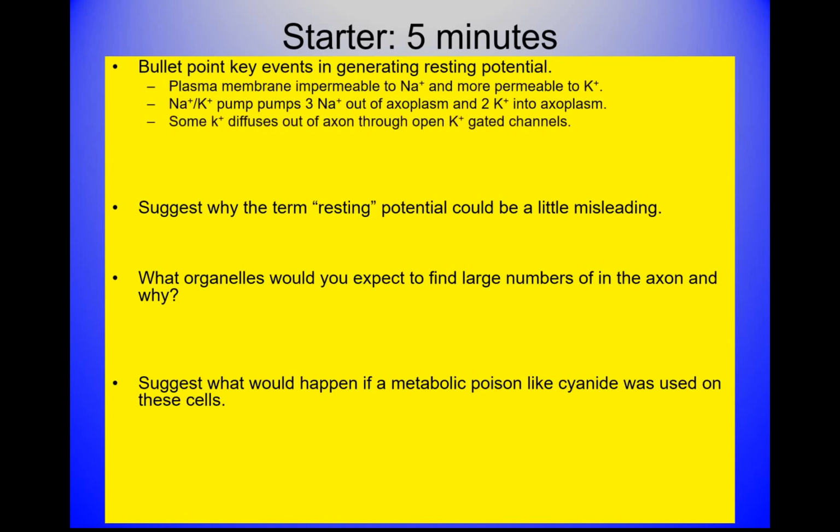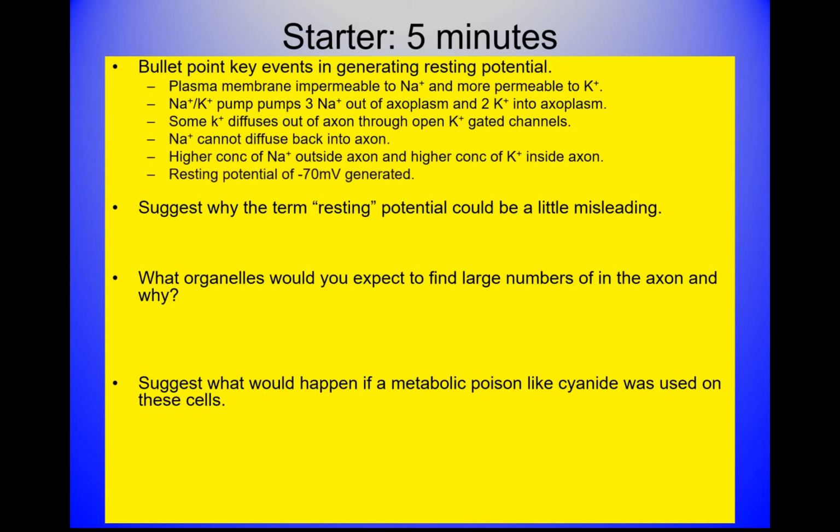We've got some of the potassium ions diffusing out through the open potassium gated channels, and you could mention down their electrochemical gradient. Sodium can't diffuse back in, and what we end up with is a high concentration of sodium outside the axon and a high concentration of potassium inside the axon. And our resting potential is about -70 millivolts. Okay, so you could have had -60, you could have had -65, it depends on the organism.